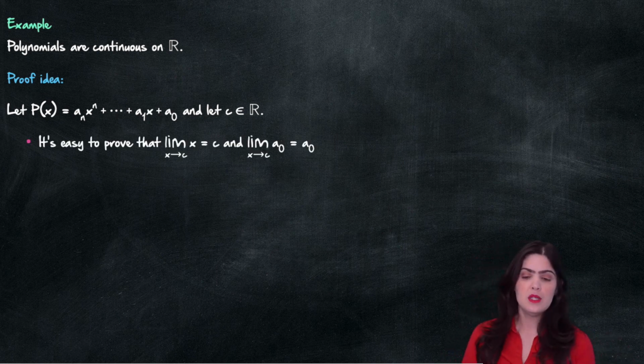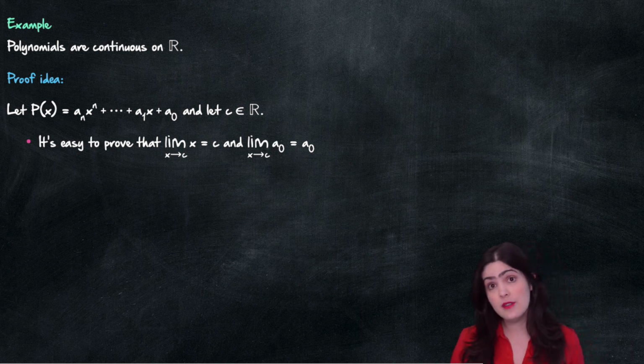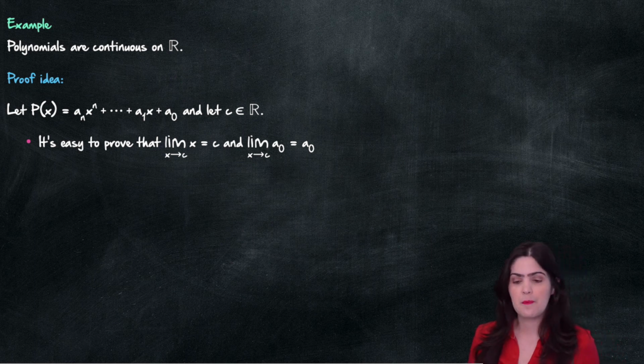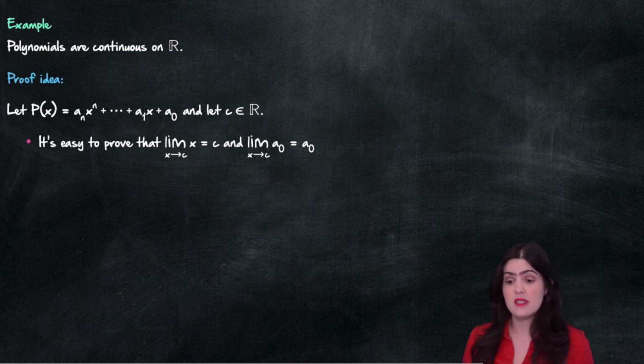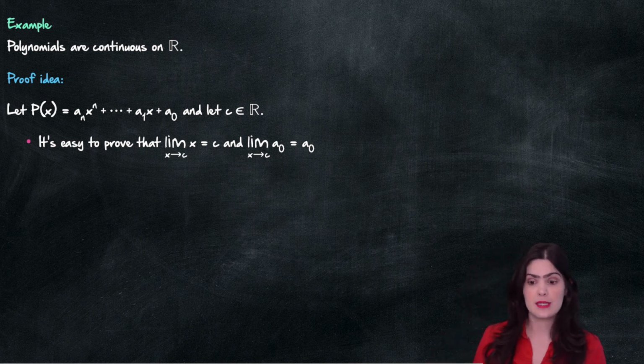It is easy to prove that the limit as x approaches c of x is c. That's very easy. I invite you to do it. You can do it, for example, using the definition or the characterization of limits via sequences. It's up to you. We can also easily see that the limit as x approaches c of the constant function a_0 is equal to a_0. Those two are very easy to do, and I'll leave them for you as an exercise.